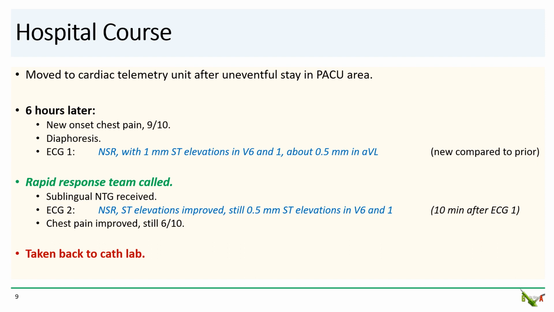A rapid response team was called, and the interventional cardiologist was also alerted. The patient was given sublingual nitroglycerin, and a repeat ECG about 10 minutes later showed improved ST elevations, but it was still about half a millimeter in leads V6 and 1. His chest pain had improved somewhat by this point, but it was still 6 out of 10. So the patient was taken back to the cath lab for a relook.